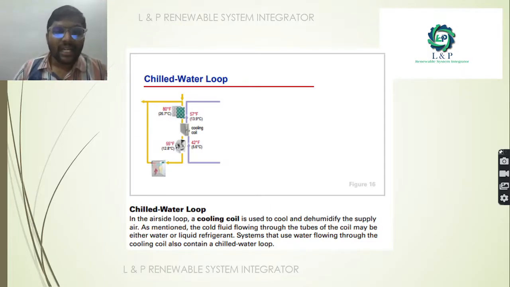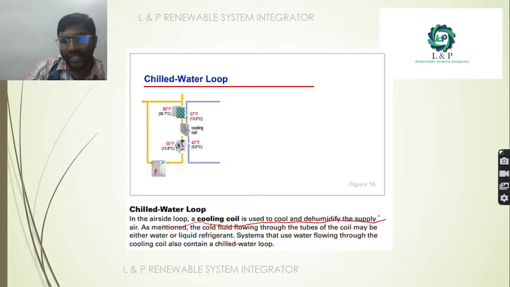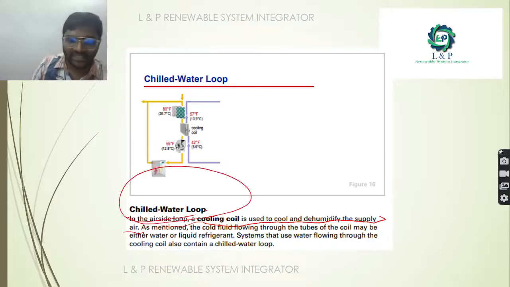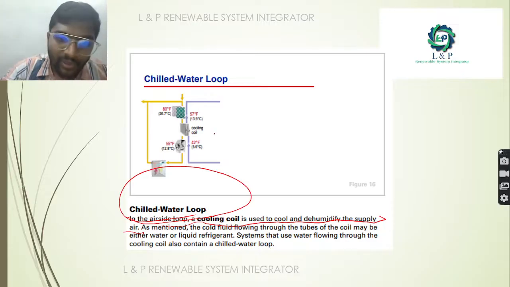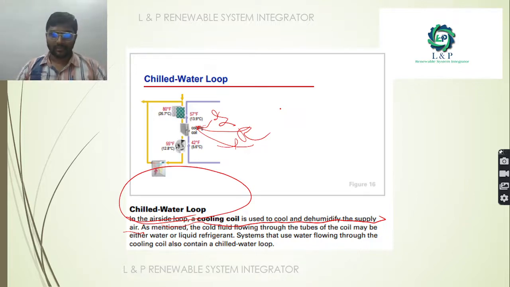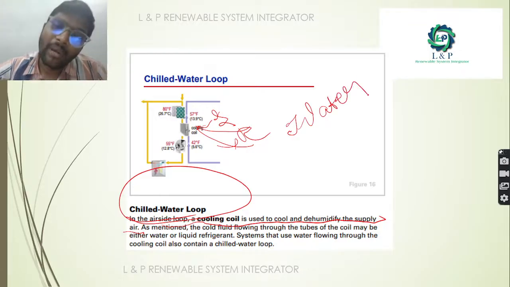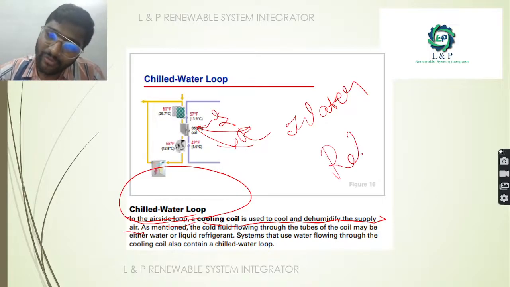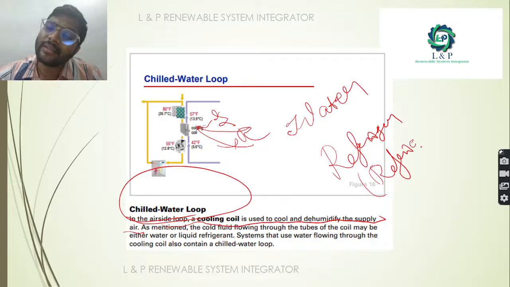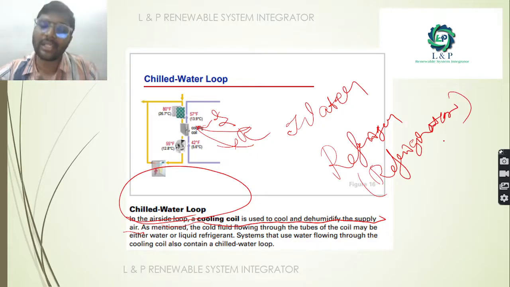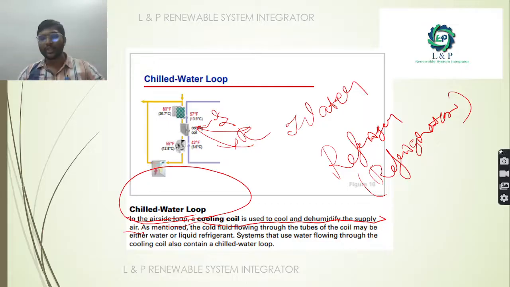Next most important thing is the chill water loop. In the air side loop, a cooling coil is used to cool and dehumidify the supply air. This process is called the chill water loop. As you can see on the chill water side, we have a supply side and a return side. For cooling, for most applications, we might be using water. But if you are planning refrigeration cooling, you can use any sort of refrigerants apart from water. These are the cold fluids which might be flowing through the tubes of the coil.